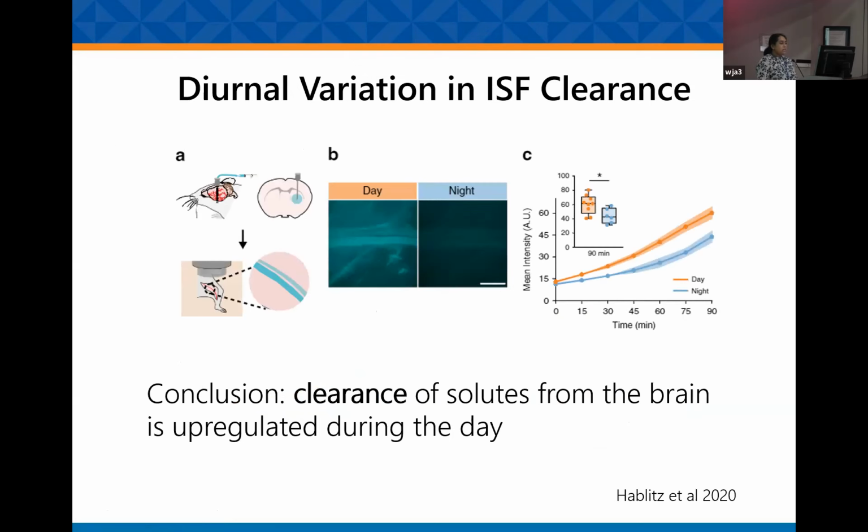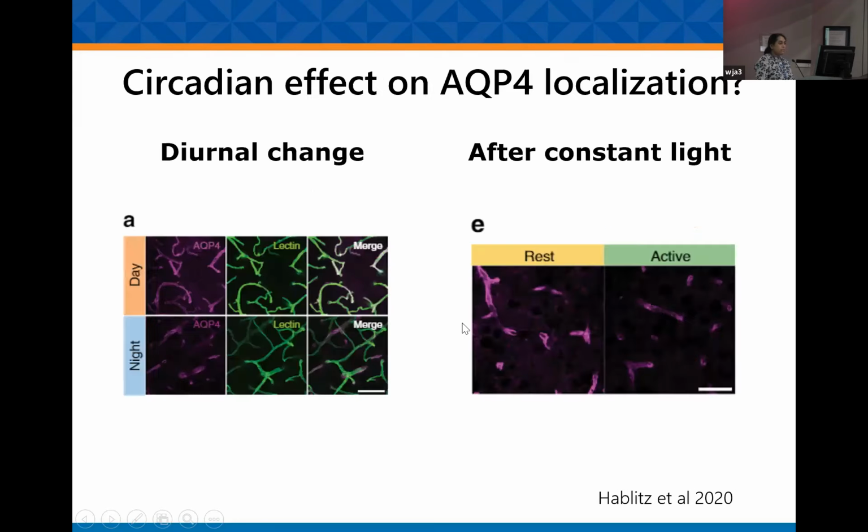Then the next question they had was, is there diurnal variation in interstitial fluid clearance? Again, they injected a tracer into the brain and looked to see if they would find that tracer in the femoral vein. And they found that during the day, the tracer was able to move through and appear in the femoral vein, versus at night there was no flow of the tracer. So their conclusion was that clearance of solutes from the brain is upregulated during the day.